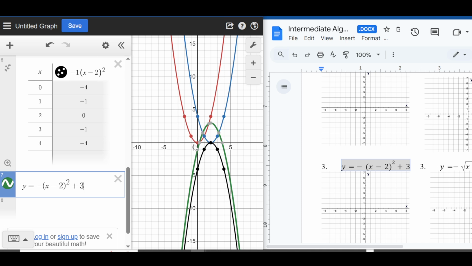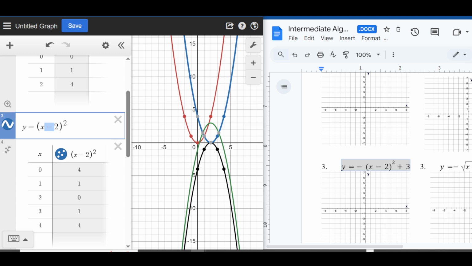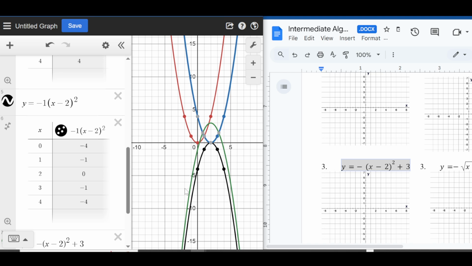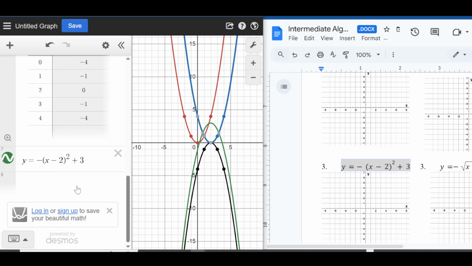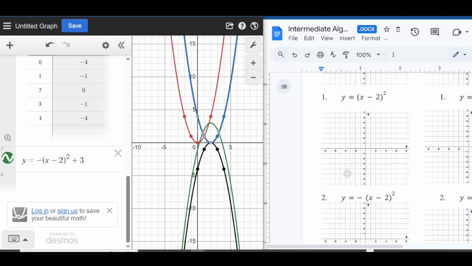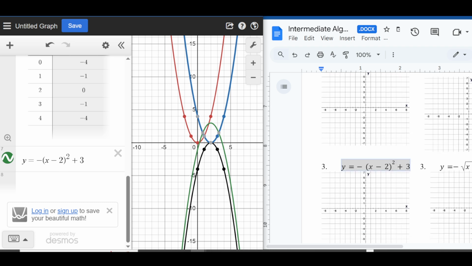So this is our first graph, which is x squared, the red one. Then we put a B parameter in here. That moves it over 2 times, which made it blue. This one right here. Then we put a negative here, and that gives our black equation, which flips it over this way. And then finally, the plus 3, which raises the whole thing 3 times. Okay, so those will be the 4 graphs that you'll need here. Your x squared, your x minus 2 all squared, your negative x minus 2 all squared, and then your negative x minus 2 all squared plus 3.